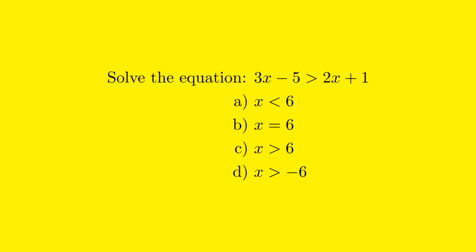In this video, we will be exploring the inequality 3x minus 5 is greater than 2x plus 1 and its possible solutions. The options are A, x is less than 6, B, x is equal to 6, C, x is greater than 6, D, x is greater than minus 6. Pause the video here to solve the problem for yourself. Good luck.